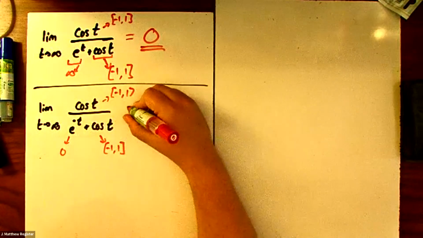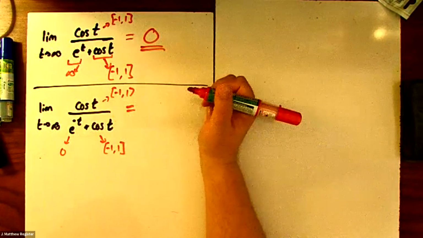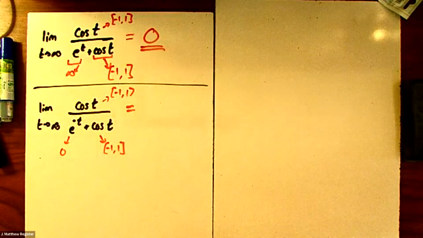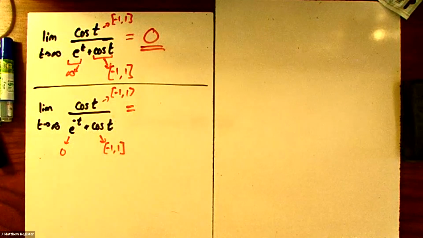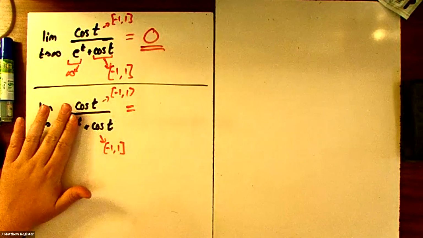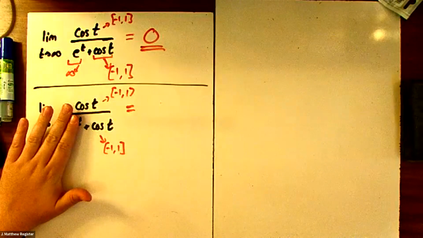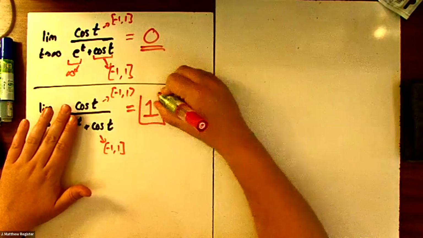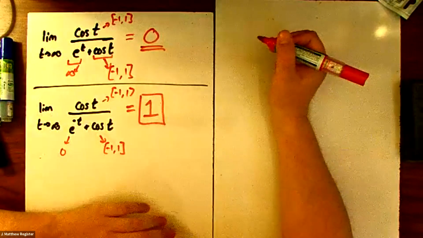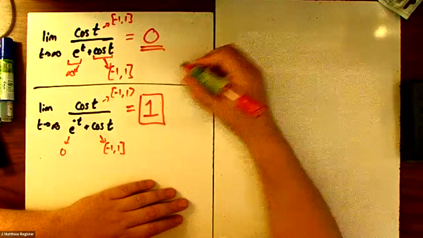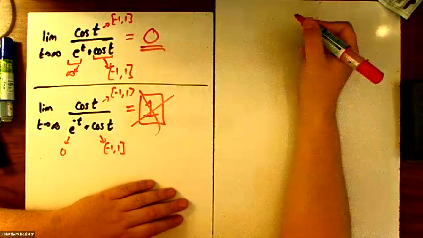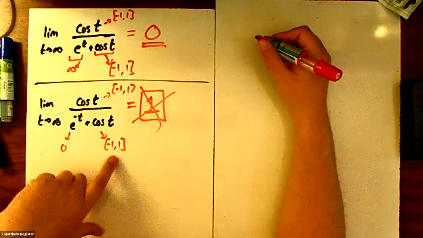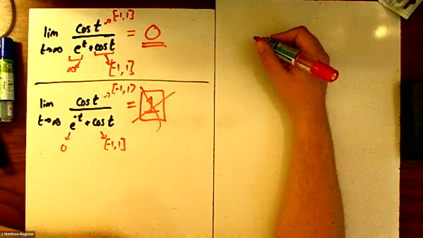And so when we try and figure out what this behavior is going to look like, you might be tempted to say this e to the -t does not matter because it goes to 0, which would mean we would get cosine over cosine, and cosine over cosine is equal to 1. However, that's wrong. The reason that's wrong is because you have to keep in mind what number's between -1 and 1.